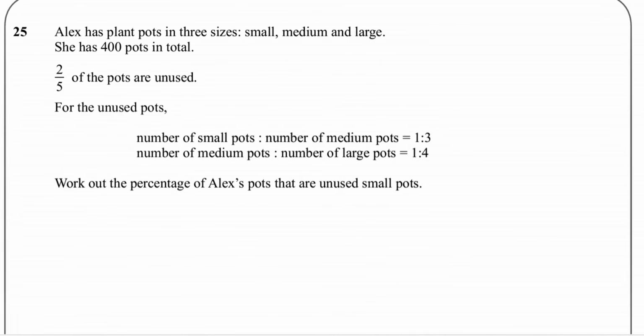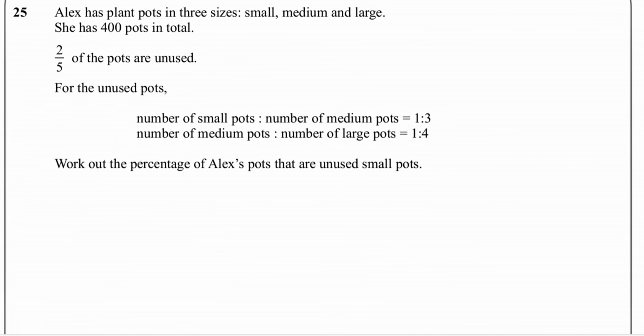We go to 25. Pay attention to this kind of questions. I'm spending more time on this because I know they have more maths. Alex has plant pots in 3 sizes, small, medium, and large. She has 400 pots in total. Then 2/5 are unused. So how many are unused? You can first of all find 2/5 of 400.